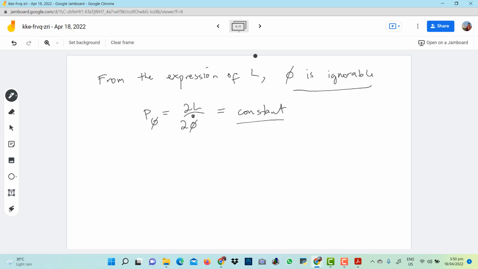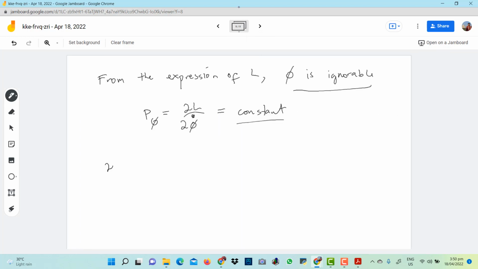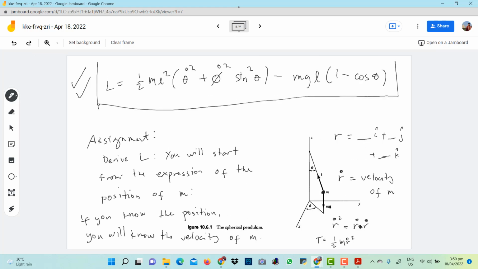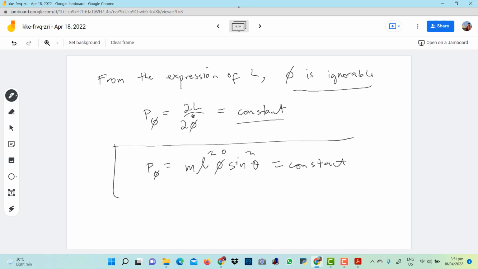Okay, so it is a constant, because from the Euler-Lagrange, the partial with respect to phi is equal to 0. Tama? So therefore, the momentum must be a constant. If you do the derivative of L with respect to phi dot, what we will get is the second term, which is equal to p phi, which is equal to m L square phi dot sine square of theta. Again, this is just a constant. The momentum along phi is constant.